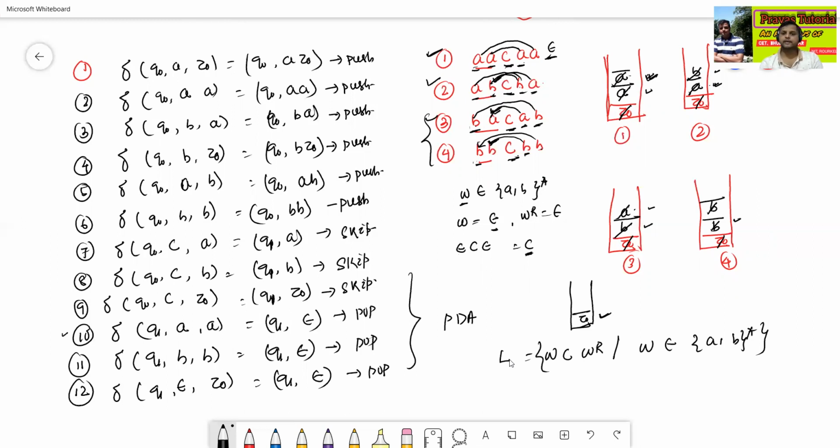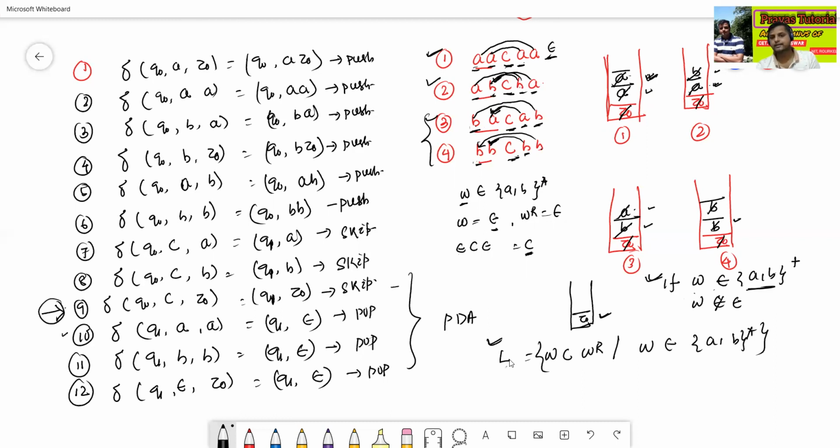Okay. Remember, if W belongs to (A, B) whole plus, the question is the same, but we just eliminate the ninth transition. Why? Because in this case, W can never be epsilon, because W belongs to (A, B) whole plus. All transitions are the same. Just eliminate the ninth transition.